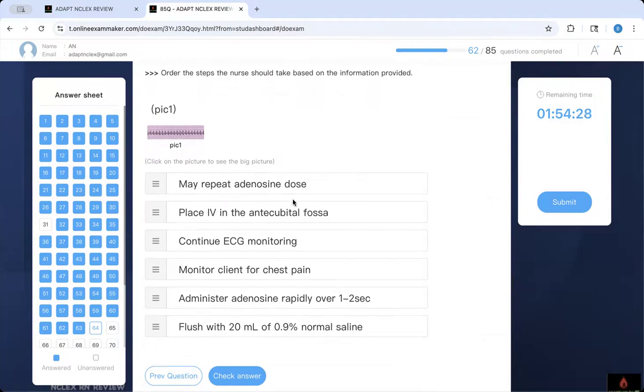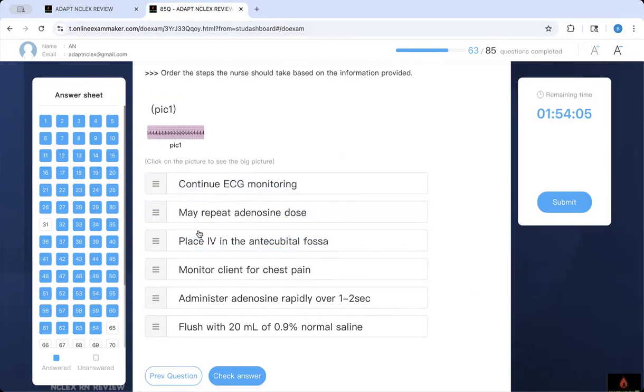Do you repeat the EKG? Do you repeat the adenosine dose? Do you place an IV in the antecubital fossa? Do you monitor the patient? You check for chest pain, give them adenosine over 1 to 2 seconds and flush it. First, this patient has to be on a cardiac monitor. So put on a cardiac monitor.